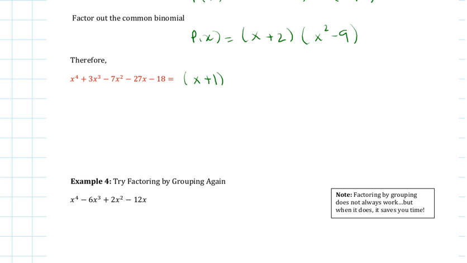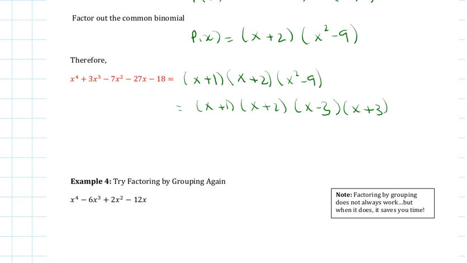So, therefore, what I found first is that my first factor was x plus 1. My second factor was x plus 2 and x squared minus 9. And then I can rewrite this as x plus 1, x plus 2, x minus 3, x plus 3, because I did difference of squares.